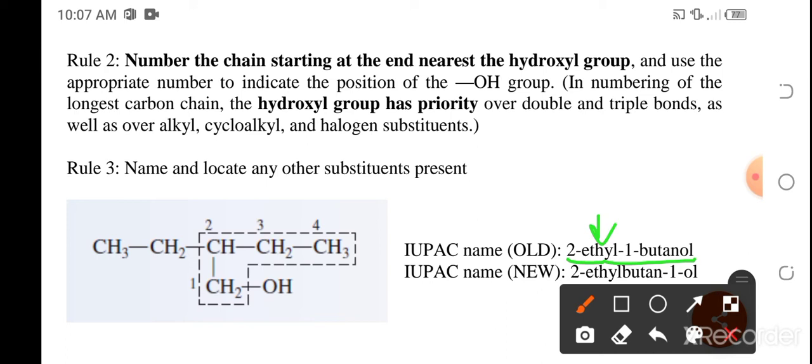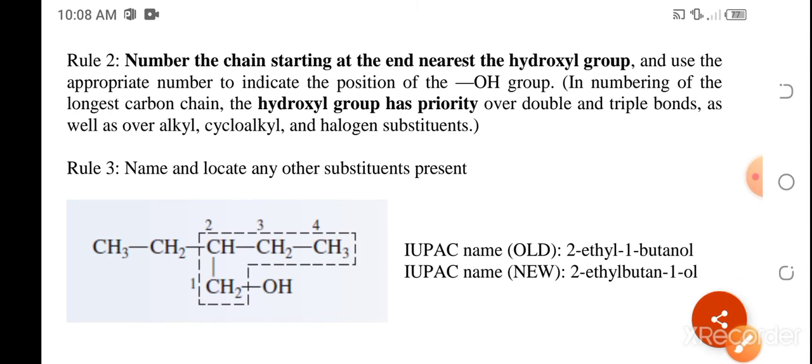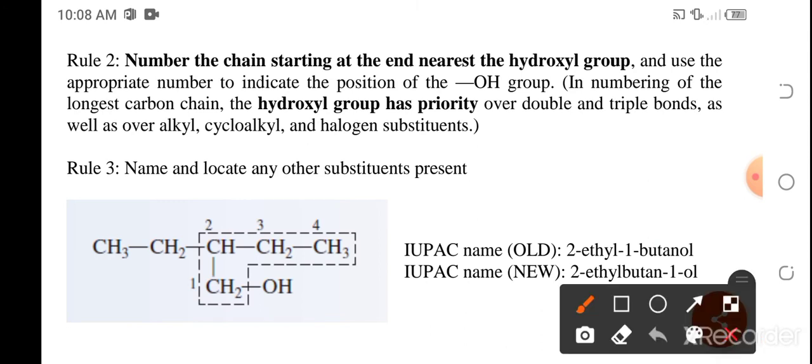That ethyl group is attached on the second carbon atom. The functional group hydroxyl for that OL is attached on the first carbon atom of the parent chain butanol with 4 carbon atoms. These 2-ethyl 1-butanol will have a synonym 2-ethyl butan 1-ol.